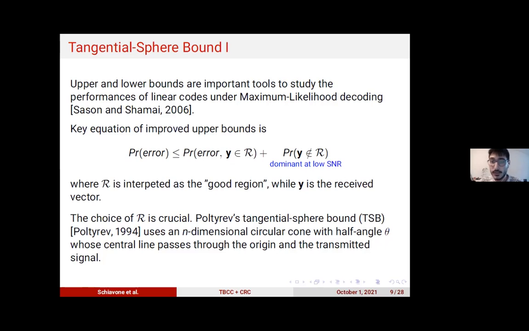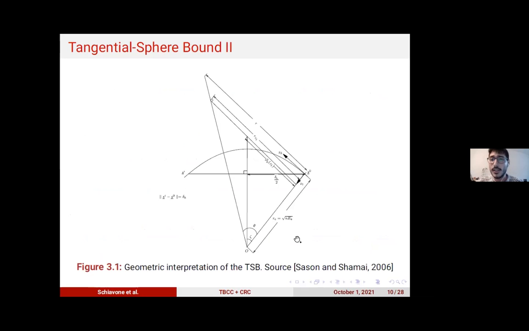One of the best upper bounds that we know, that has proven to be really tied to the performance of codes, is Poltyrev's tangential sphere bound, which is based on using as a region an n-dimensional circular cone with half angle theta, whose central line passes through the origin of our n-dimensional sphere and the transmitted signal. Let's have a look with an image, because otherwise it seems really complex.